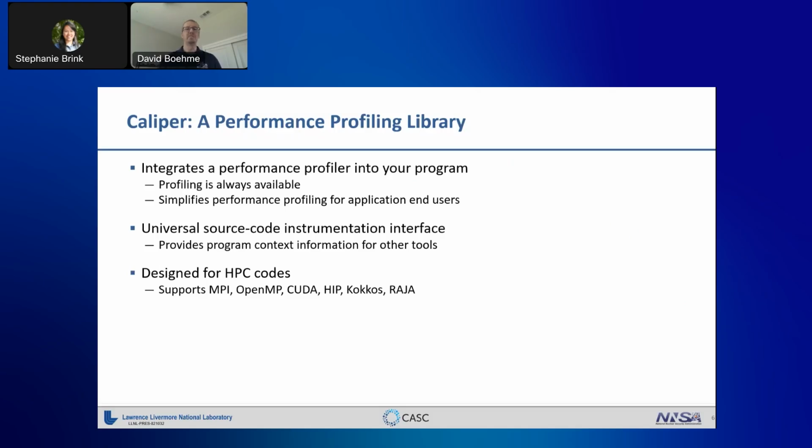Caliper can also serve as a universal source code instrumentation interface. It has region annotations that you can put in the code to mark code sections that you are interested in. It can use these instrumentation points itself and also forward them to other tools. So you can use Caliper as a universal instrumentation library in that sense. It's designed for HPC code, so it supports all the usual programming models, MPI, OpenMP, GPU programming models like CUDA and HIP, and also the performance portability layers that we develop here, like Raja, and Kokkos, which is out of Sandia.